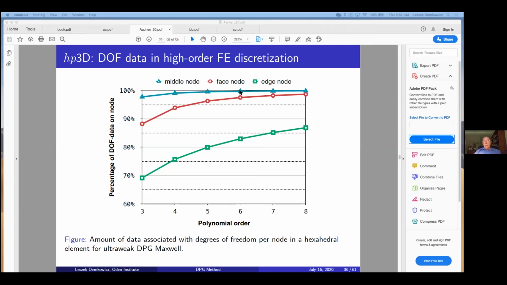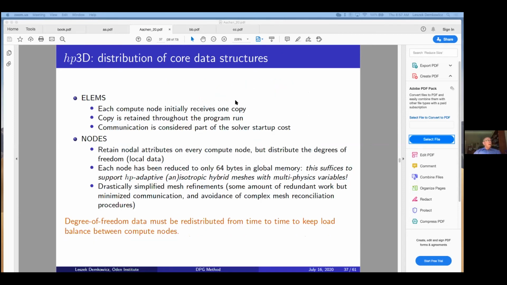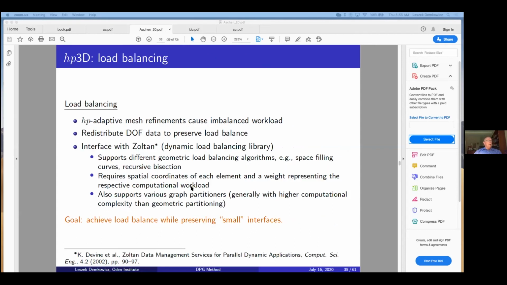Of course, in the process of doing that, we had to modify some of the algorithms to enable the MPI OpenMP computations. And this is the point he is making here, that each node without degrees of freedom has been reduced, with some additional savings, to only 64 bytes in global memory. Therefore, all the algorithms that we had in a sequential version, for instance, computation of element to nodes connectivities, all of this stays essentially without any change because it involves only the logical information and only the degrees of freedom are distributed.